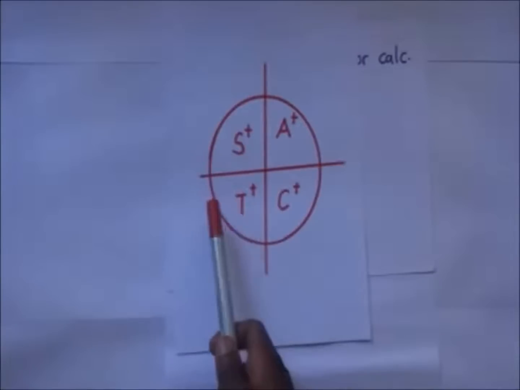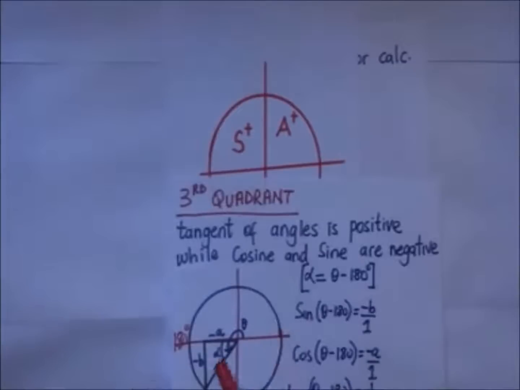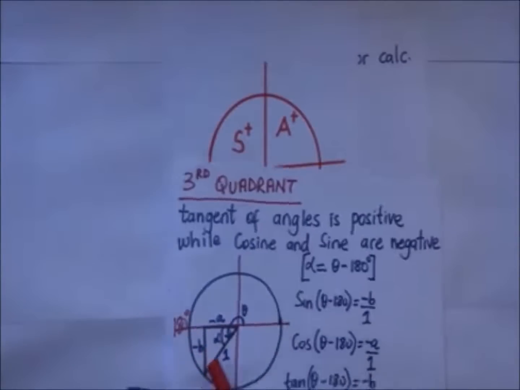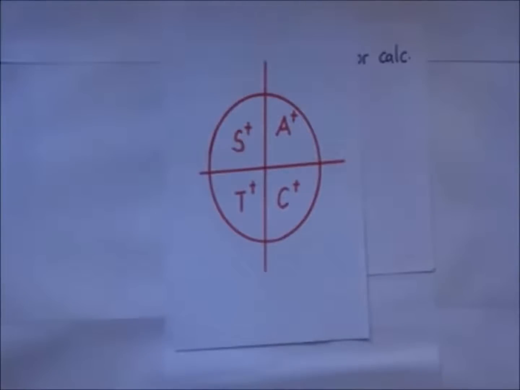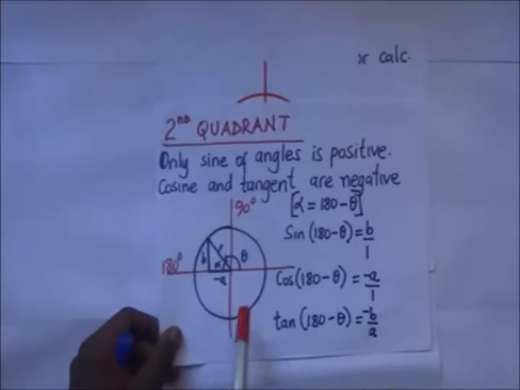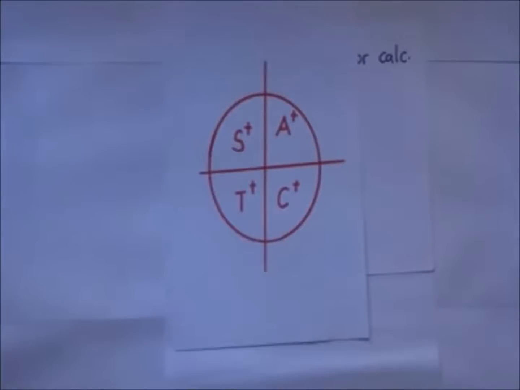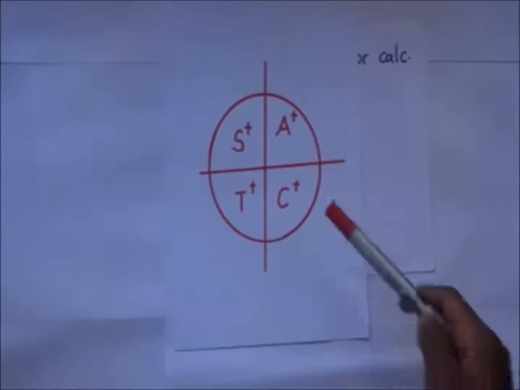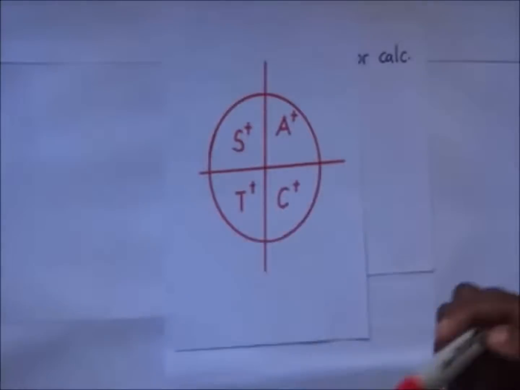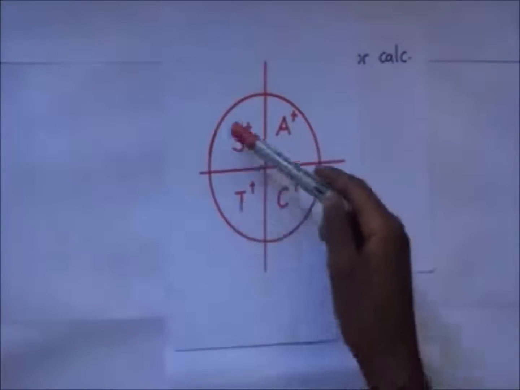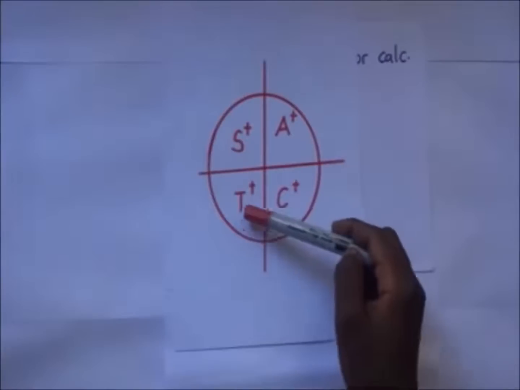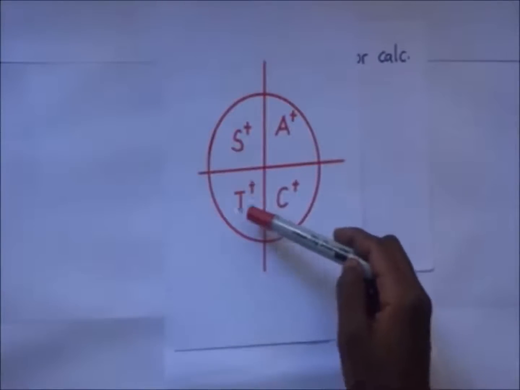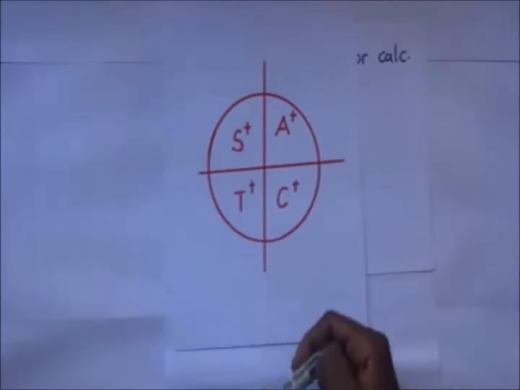In this third quadrant, only tangent is positive, like we had seen here. And then in the second quadrant, only sine is positive, like we had seen. So you just have to memorize this acronym, ACTS. And so when you're calculating numbers, you just remember that ACTS: all in the first quadrant are positive, only cos is positive in the fourth and the rest are negative. Here only tan is positive and the rest are negative. Only here sine is positive and the rest are negative.